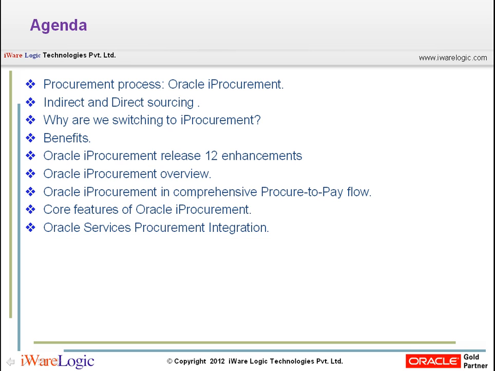Today's agenda is: the procurement process in Oracle iProcurement, indirect and direct sourcing, why we are switching to iProcurement, benefits, Oracle iProcurement Release 12 enhancements, Oracle iProcurement overview, Oracle iProcurement in the comprehensive procure-to-pay flow, core features of Oracle iProcurement, and Oracle Services Procurement integration.